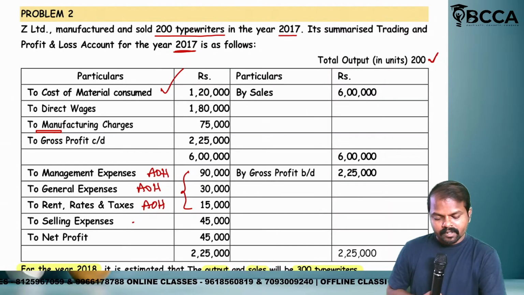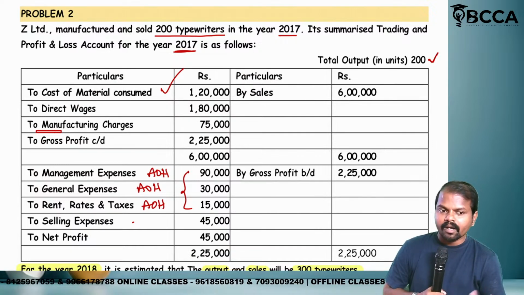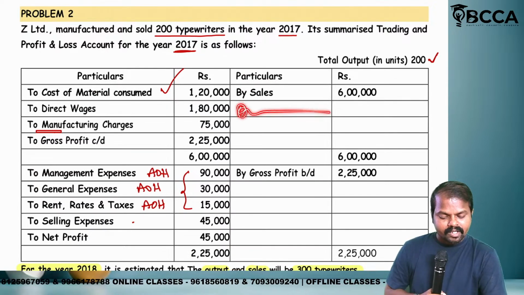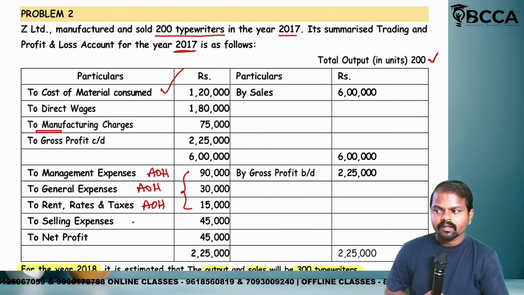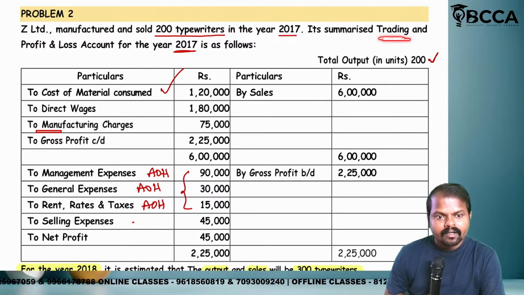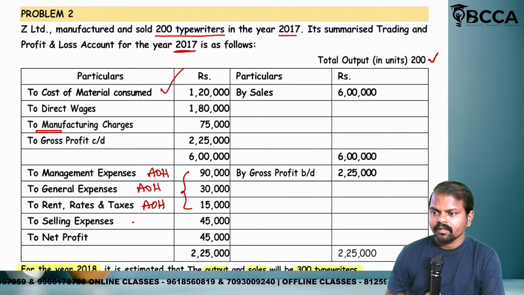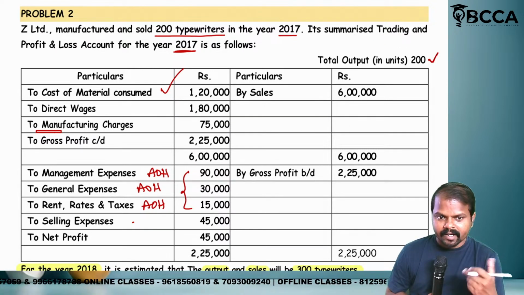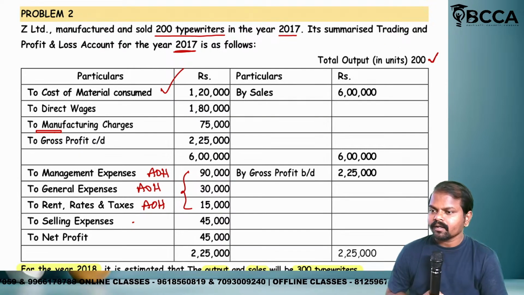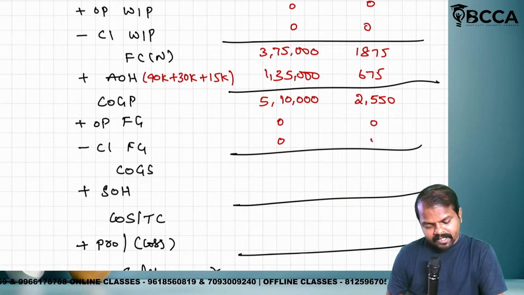This is the trading account. Is opening stock there? Not there. Is closing stock there? They mentioned trading account. In trading account, only opening stock will be recorded on the debit side. For your generation, opening stock will be recorded on the credit side. Clear? Now tell me, closing stock of finished goods, opening stock of finished goods 0.